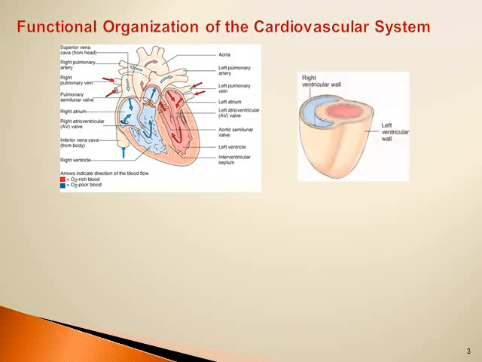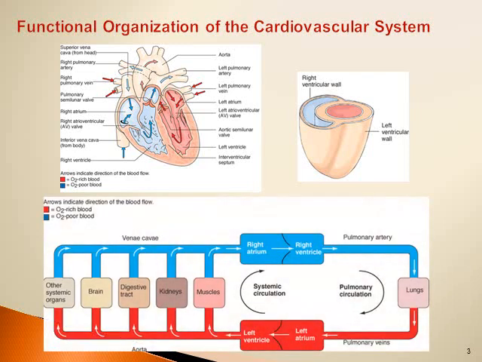The thickness of the both ventricles is different. We have a much thicker left ventricle compared to the wall of the right ventricle, and this is because the left ventricle has to eject blood into the high resistance systemic circulation, while the right ventricle ejects blood into the low resistance pulmonary circulation.